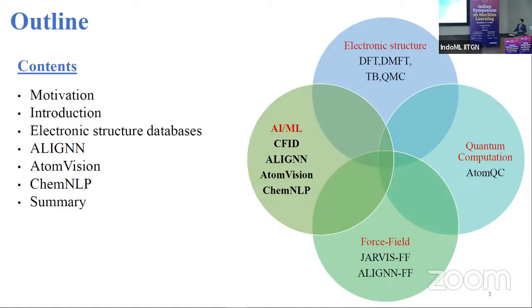And here's the motivation. And as first is the outline of my talk. I'll provide a motivation behind this work. And then I'll talk about just two slides of electronic structure calculations, just not too much details. And then I will talk about our atomistic line graph neural network for using graph neural network for atomic structures. Then I'll talk about atom vision, how to use deep neural network for microscopy images. And then Chem NLP, natural language processing for chemistry papers, and so on. And then I'll summarize.